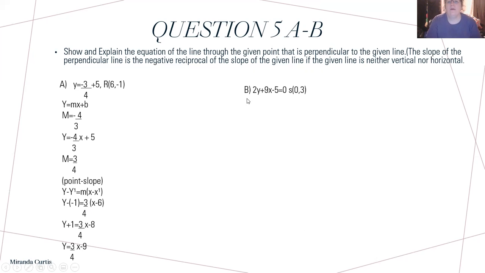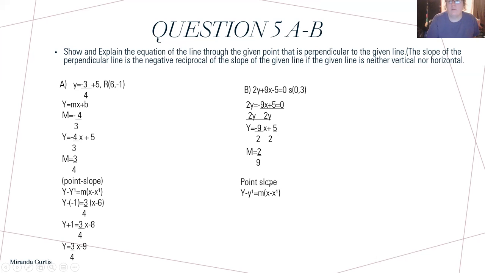Okay, now we have B, which is 2y plus 9x minus 5 equals 0, and our points are 0 and 3. With this one, we're going to use the point formula again, but we're also going to use y equals mx plus b. We're going to try to get the y by itself. So the 2y is going to cancel out, we're going to bring the 2 over here, and that gives us y equals -9/2 x plus 5/2. Which means m is going to be 2/9.